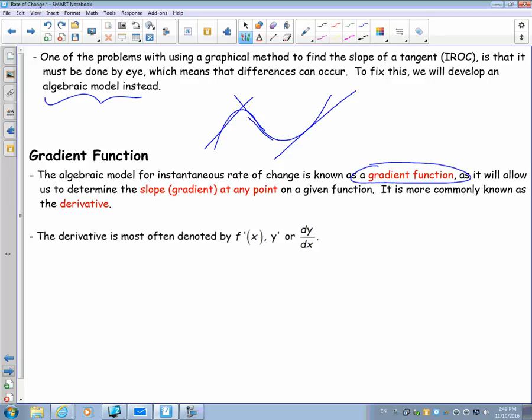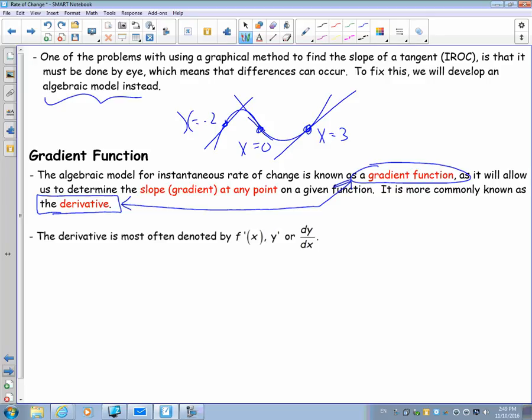We are going to also call this, and this is a big calculus word, part of our terminology, the derivative. And the derivative is your gradient function. It's the thing that's going to allow you to figure out the slope at any point on your curve. All you'll have to do is say, oh, I want to know when x is 3, what the slope is. No, when x is 0, what's the slope? When x is negative 2, what's the slope? It's going to give us an equation. We like equations to help us figure out slopes.